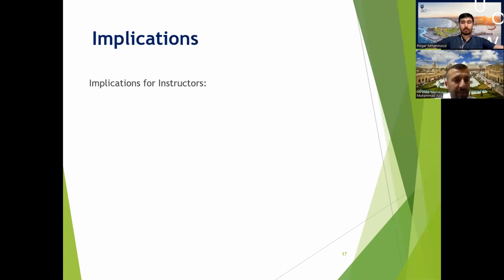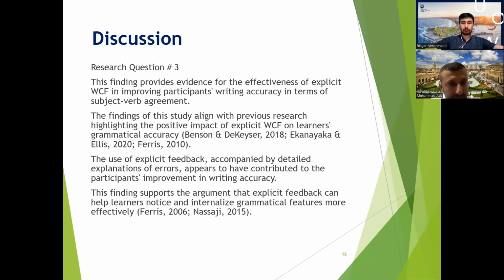The use of explicit feedback accompanied by detailed explanation of errors appears to have contributed to the participants improving in writing accuracy. So in other words, what we have found in our research is in line with what has been discussed in the literature review.